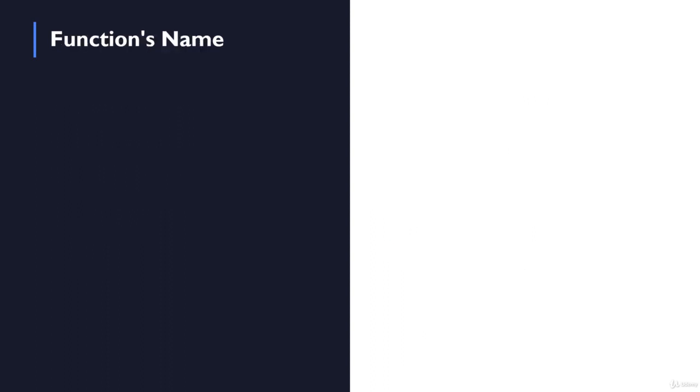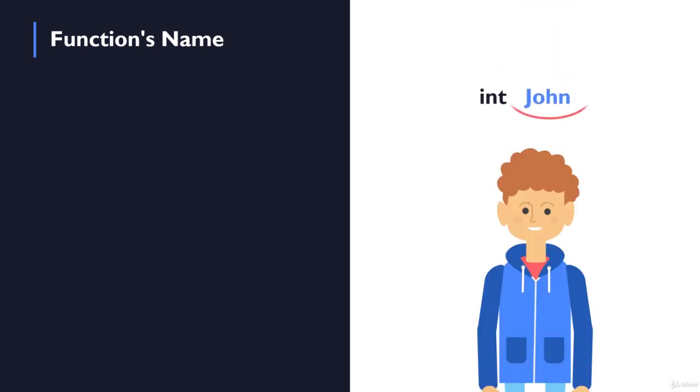So now let's talk about the function's name, which is simply the name of the function. You remember John, don't you? We should give every function a name so that we will be able to distinguish between different functions when we are going to call them. So the function name is very similar to a variable name, and you can name your function however you like. Just don't use any reserved words or something that we cannot use in C.